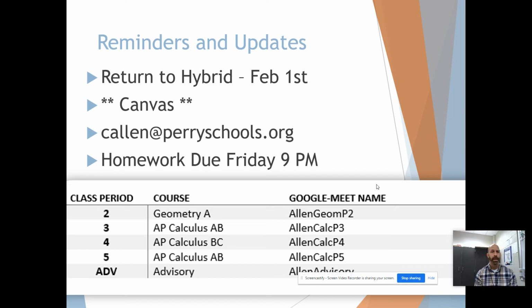Also, again, I'm just going to keep saying this, Canvas is where you find all the information for my course. It's where you find information about the homework, what we're doing, important announcements, etc. If you need to reach out to me, a good way to do that is just to email me. Now, obviously, you could use Parent Squared, which is what I'm using right now, but if you want my school email address, it's callen@perryschools.org.